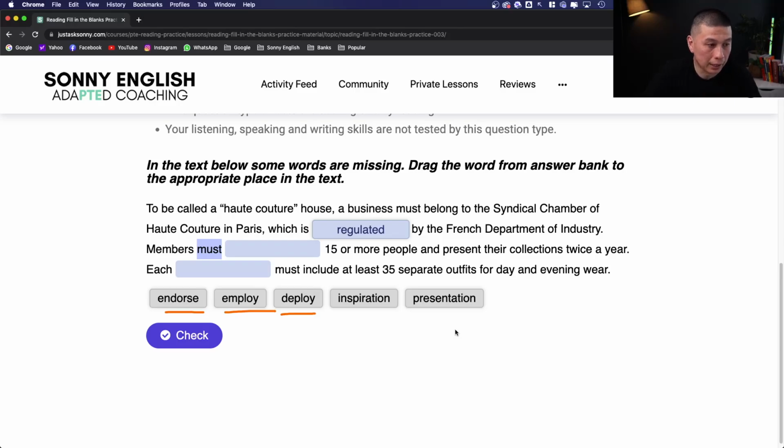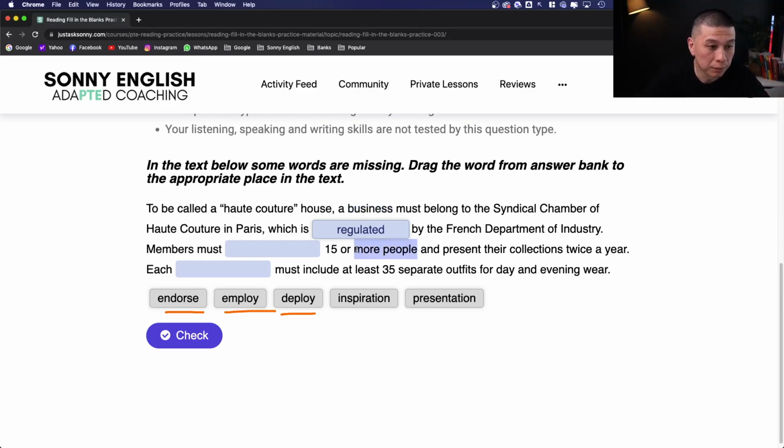So we have to take a look at what they're talking about. So they're talking about endorse people, employ people, or deploy people. Okay, so now we have to read a little bit because I don't know who these members are. Who are these members and what do they have to do? If we look up here, we can find out who those members are. They're businesses, right? They belong to this. So that means they are a member. Businesses are the members. All right.